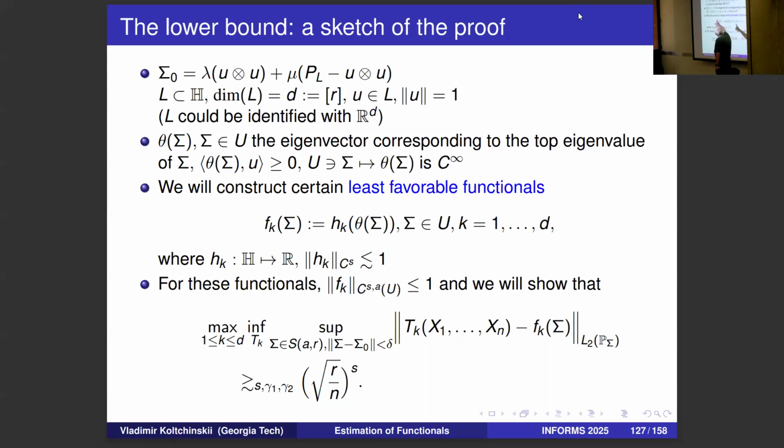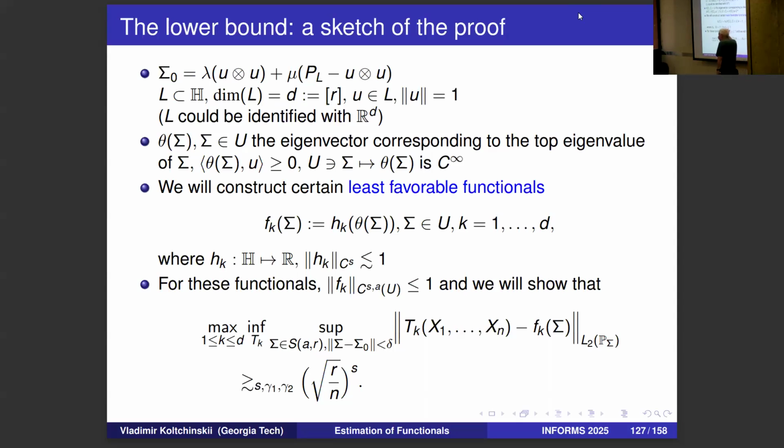So we have sigma naught that is of this form. It's lambda multiplied by the spectral projection that corresponds to the largest eigenvalue. This u tensor u, where u is the eigenvector corresponding to the largest eigenvalue, and then it's mu multiplied by P_L minus u tensor u, and L is a space of dimension d. It's another way to describe the spiked covariance. L is a subspace of dimension d. u belongs to this subspace, and we are dealing with an operator of this form.